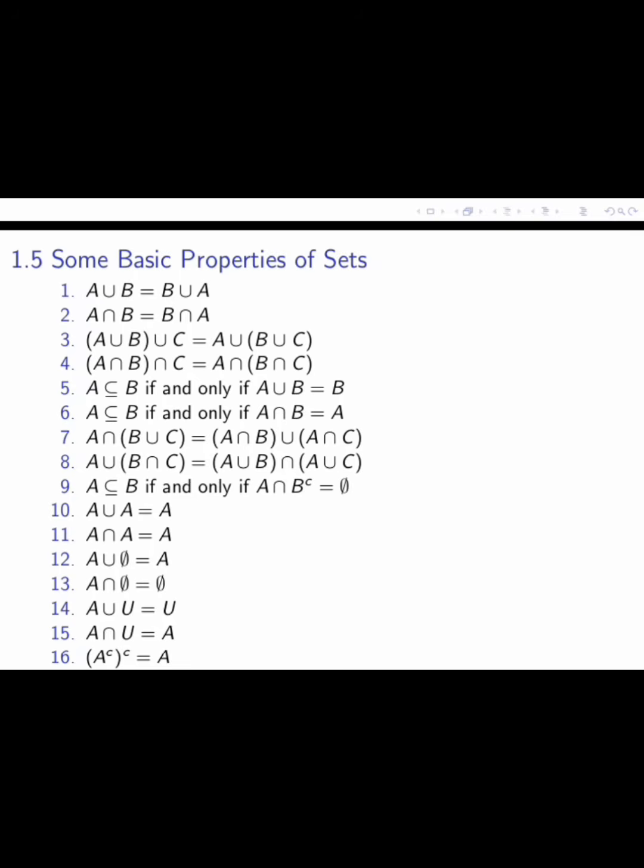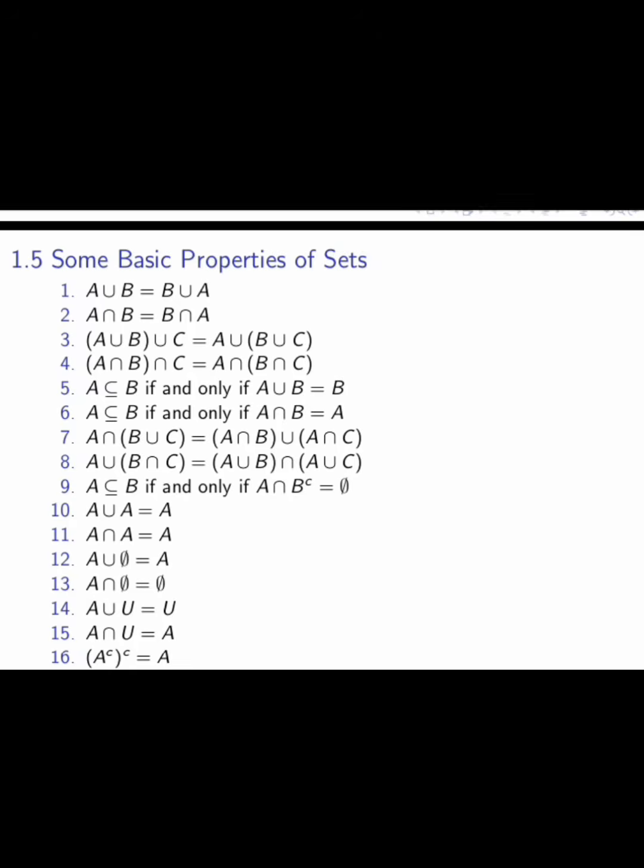Now number 14 is A union universal set. That U that you have there is universal set. And A union universal set is also universal set. Number 15, A intersection universal set is A. Number 16, A complement complement. So complement cancels out. They cancel each other and you go back to the set. Number 17 and 18, (A union B) complement equals A complement intersection B complement. (A intersection B) complement equals A complement union B complement. So practice these properties. Of course, they are very essential.